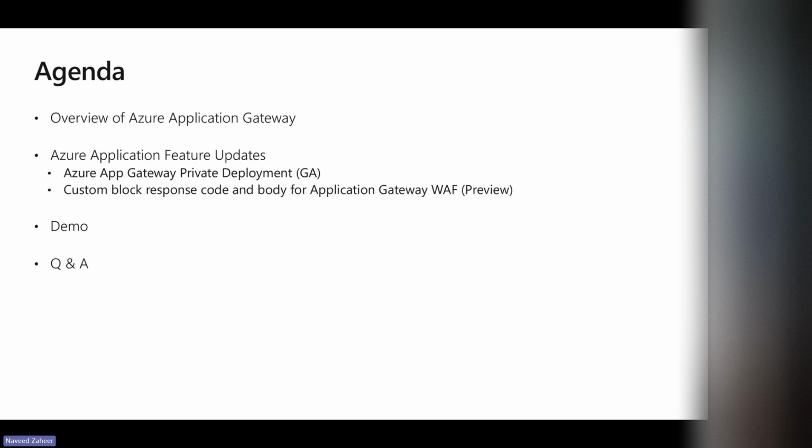Okay. And the second one is the custom block response code. So basically, with the application gateway WAF, you now have the capability to have a custom block response. And we'll take a look at it. Mostly it's a demo oriented session. I will try to keep the slides to a minimum.